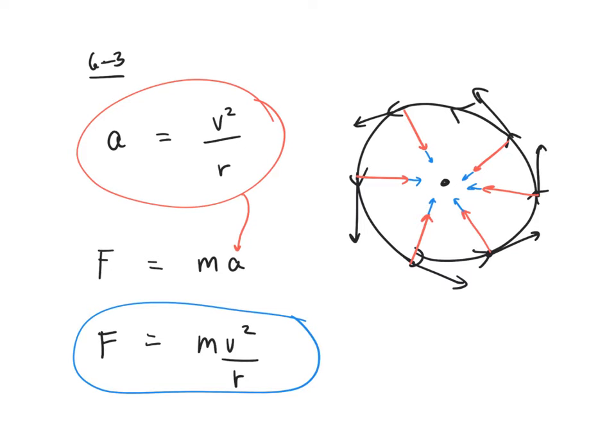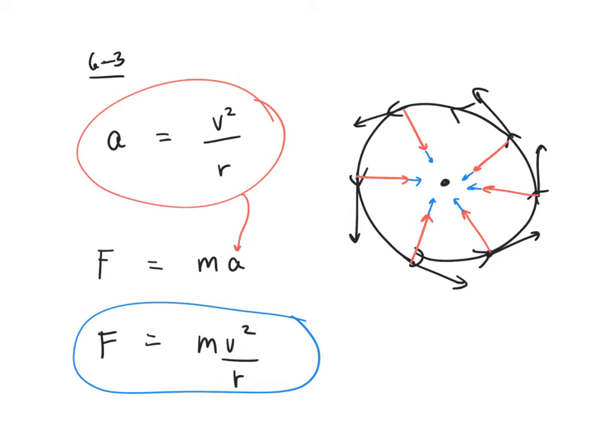Centrifugal means center fleeing, going away from. So whenever you're talking about what's keeping an object in circular motion, it is the centripetal force, which is caused by the centripetal acceleration. Anytime you have acceleration, you must have a net force. You must have a net force.